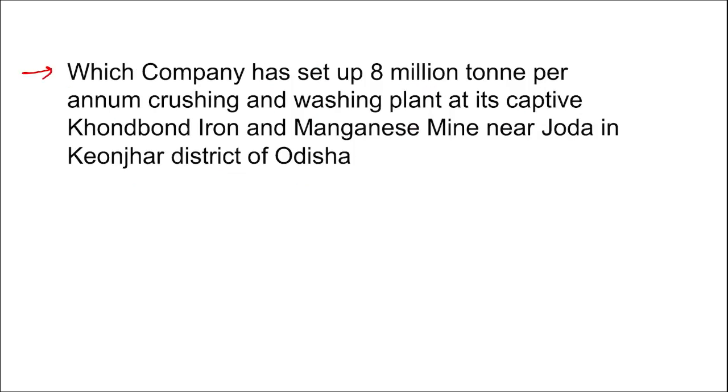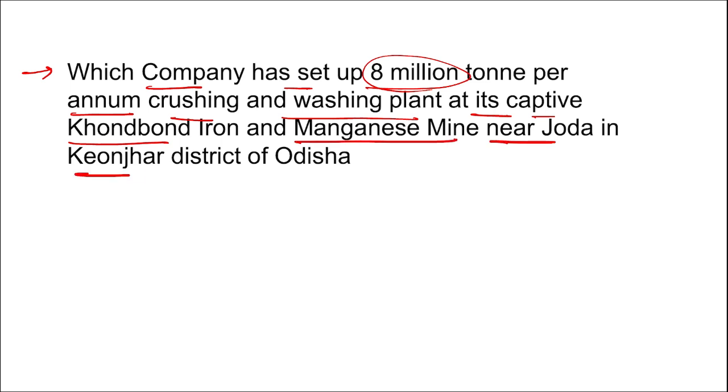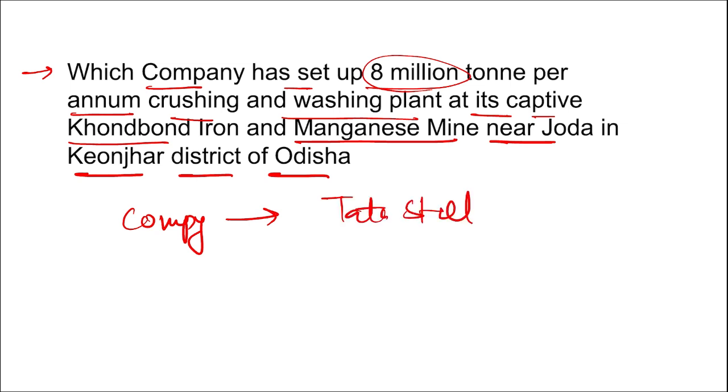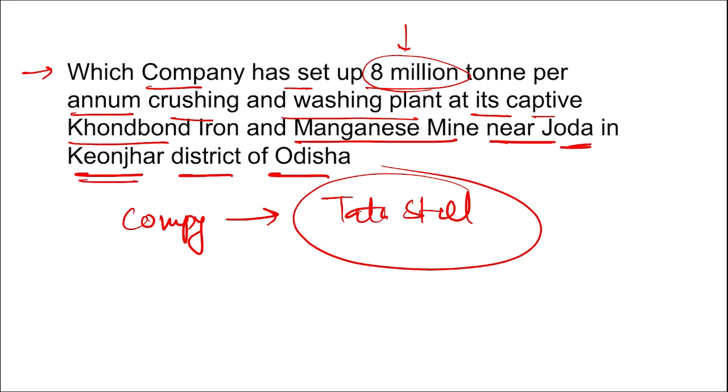Next question. Which company has set up an 8 million tons per annum crushing and washing plant at its captive Khondbond iron and manganese mine near Joda in Keonjhar district of Odisha? The name of the company is asked here. It is a direct question. The name of the company is Tata Steel. Alright, Tata Steel has set up an 8 million tons per annum crushing and washing plant at its captive Khondbond iron and manganese mine near Joda in the Keonjhar district of Odisha. Moving on.